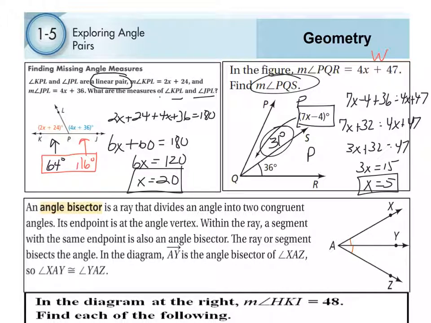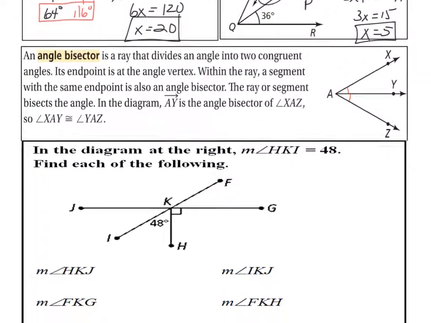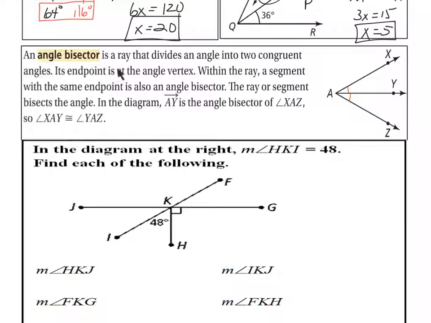Okay, so those are a couple of review questions. The part that's new here is the angle bisector part. An angle bisector is a ray that divides an angle into two congruent angles. Just like a segment bisector bisected a segment and made two equal parts, an angle bisector bisects an angle. Its endpoint is at the angle's vertex.